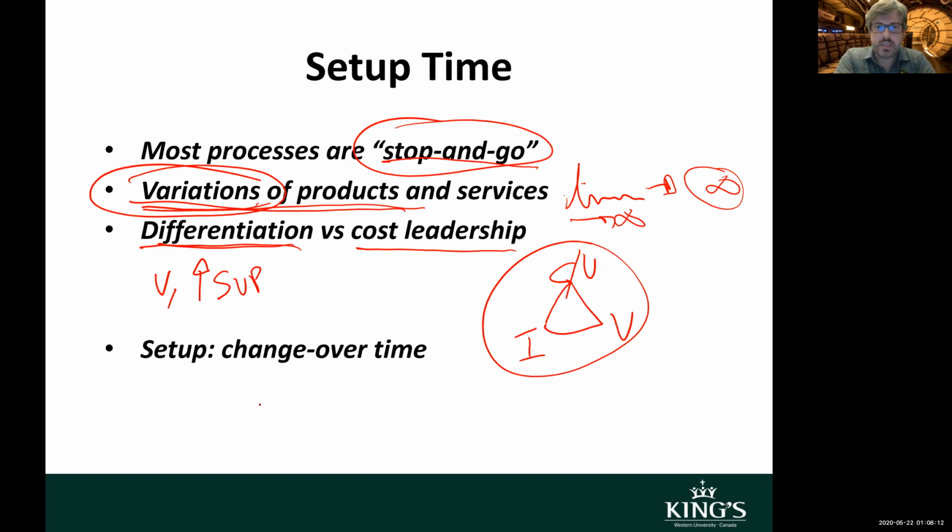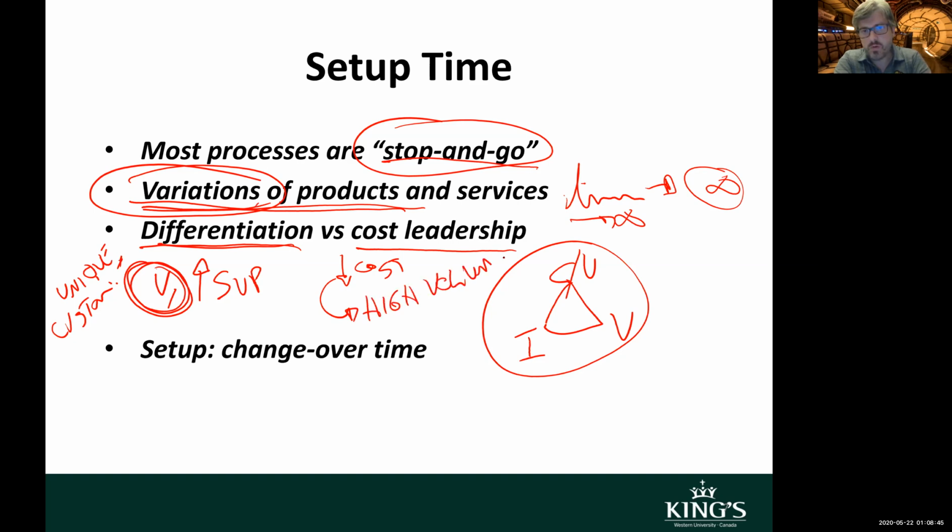Cost leadership will lead to economies of scale. You're not worried about creating as much value for the customer. You don't want your product to be unique, right? You don't want customization. What you want is the lowest cost. So you're going to be making money out of high volume. High volume means large batch sizes. How does that fit into the process triangle, right? As opposed to high variation in products and services.